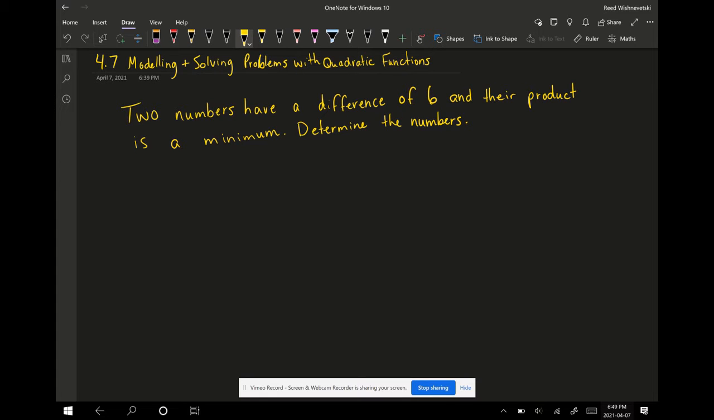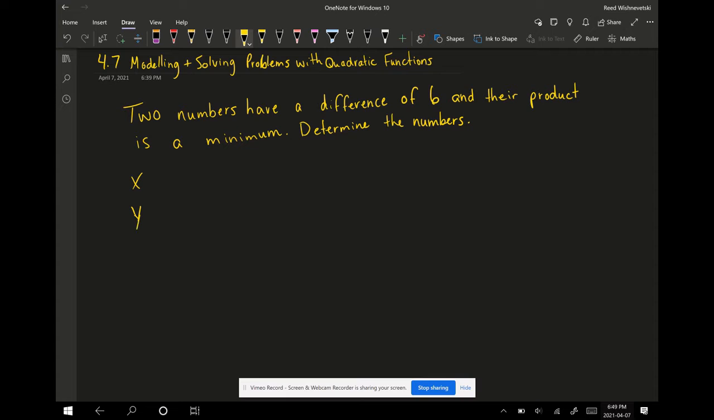Okay, so we're going to let x equal one number, and we're going to let y equal another number, because they're both unknowns. So we're going to make our first equation here, which is going to be the difference of our two numbers that we determined are x and y, and that is going to equal, we look up here, 6.